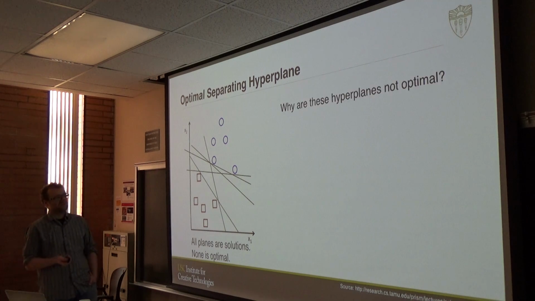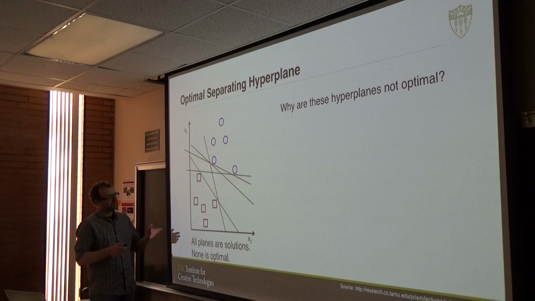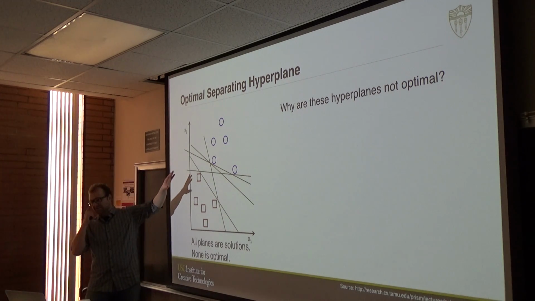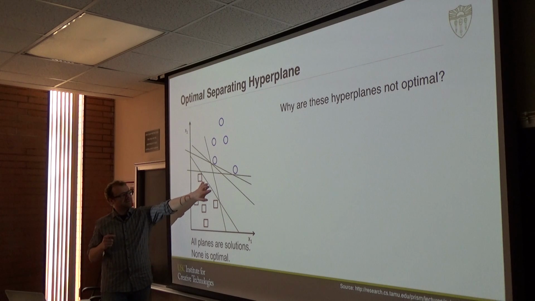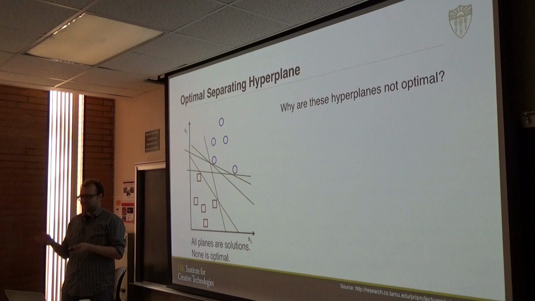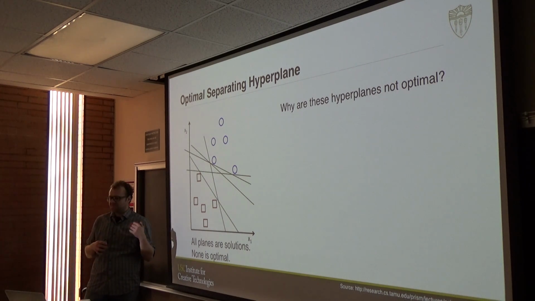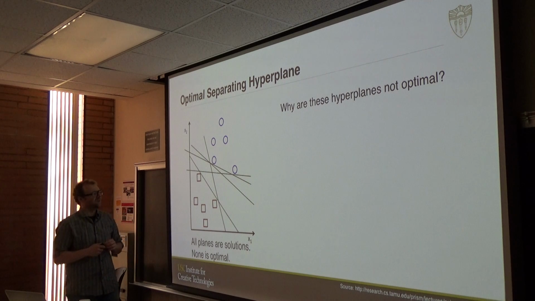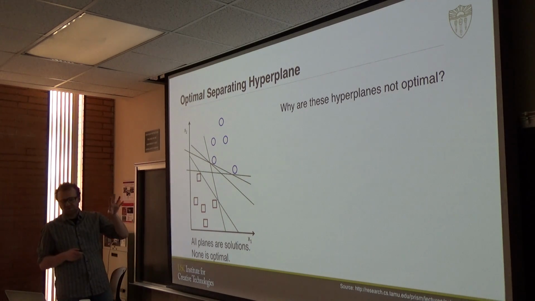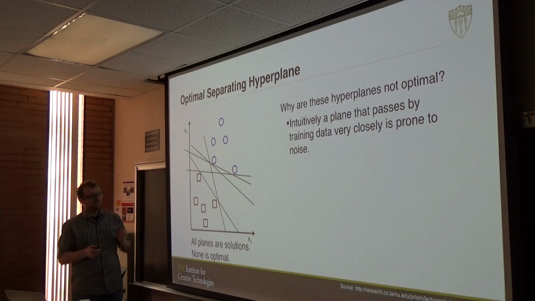But why are these not optimal? And we kind of talked about this. And also, remember that these hyperplanes here are actually those that would be found by a perceptron or a neural network and so on, okay? They are the ones that they will find. They will not find the optimal one. So that's kind of a big caveat here. So support vector machines are different from them. Alright, so why are they not optimal?